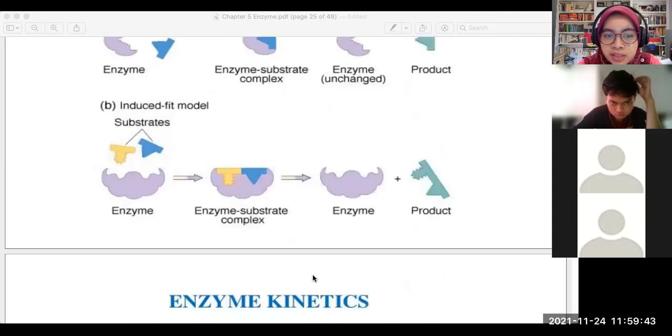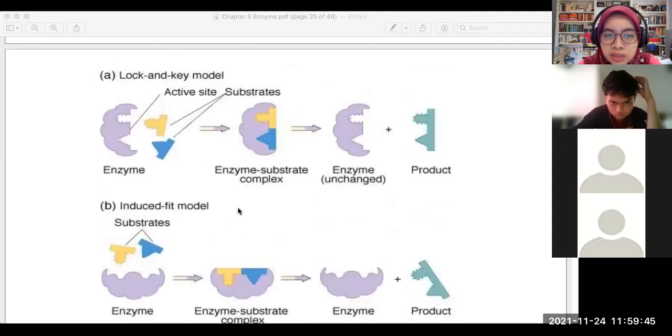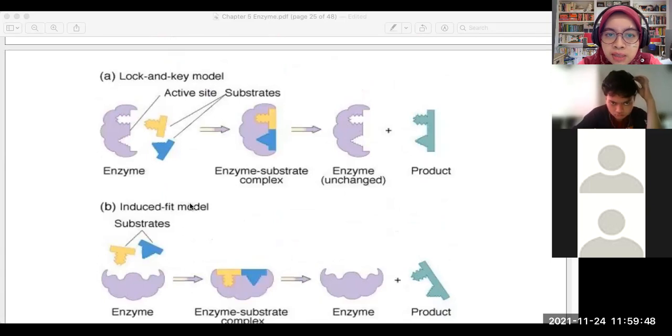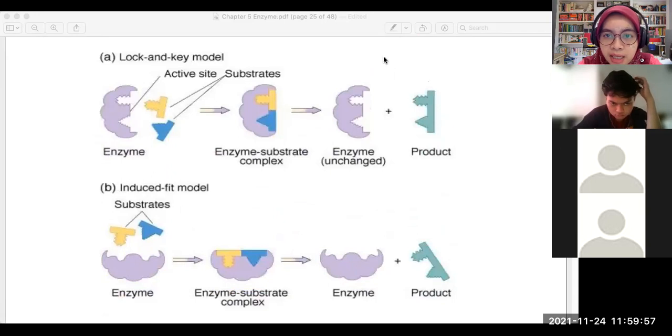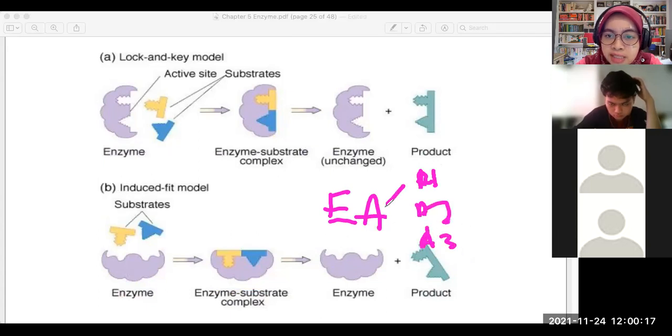The difference between the lock and key and induced fit models is that for lock and key, scientists have suggested that substrate A can only bind to enzyme A. But for the induced fit model, enzyme A can bind to a wider range of substrates. For example, according to the induced fit model, enzyme A can bind to substrate A1, substrate A2, substrate A3. So it will adjust accordingly.